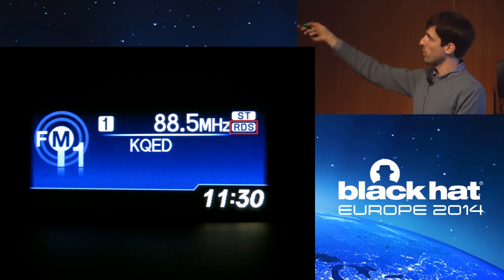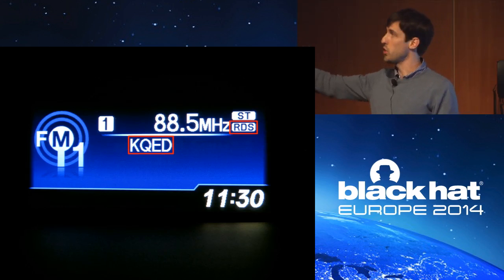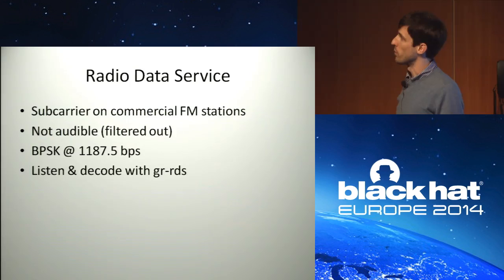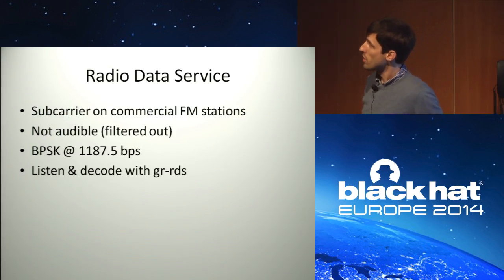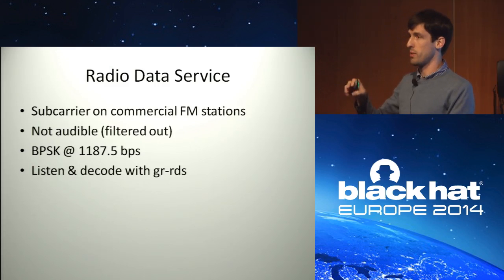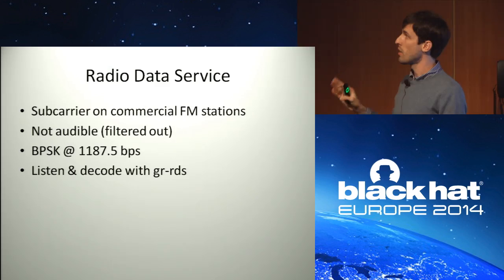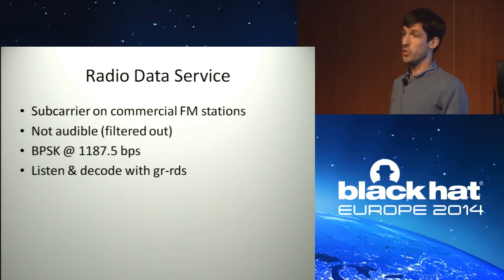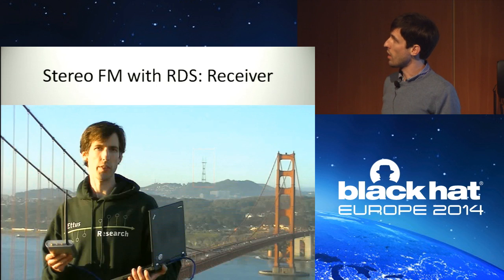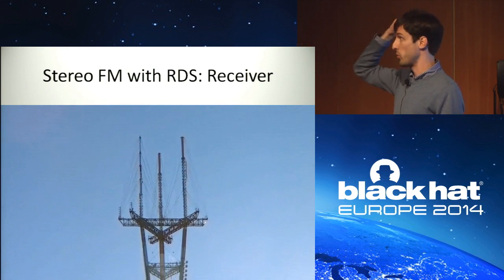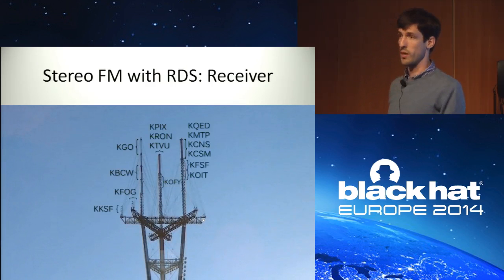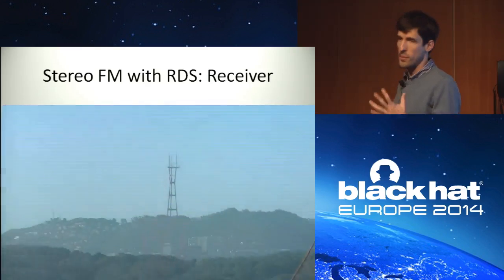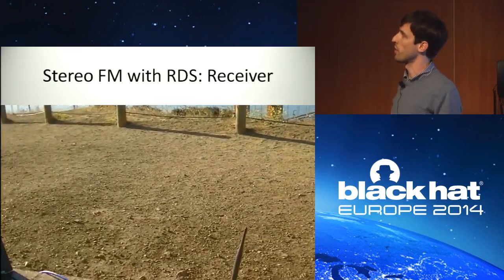But RDS, you probably know from a radio receiver, you get the station name, the song title, and so on. It's usually on most broadcast FM stations. That information is transmitted on a digital subcarrier that you cannot hear, with this odd baud rate that you can see there. And you can decode this again with GNU Radio pretty much out of the box once you set up, compile, and install gr-rds. So in San Francisco, there's this tower called Sutro Tower. It has a whole bunch of FM radio stations transmitting out of there. And I thought it might be interesting to listen to one of them and run gr-rds.